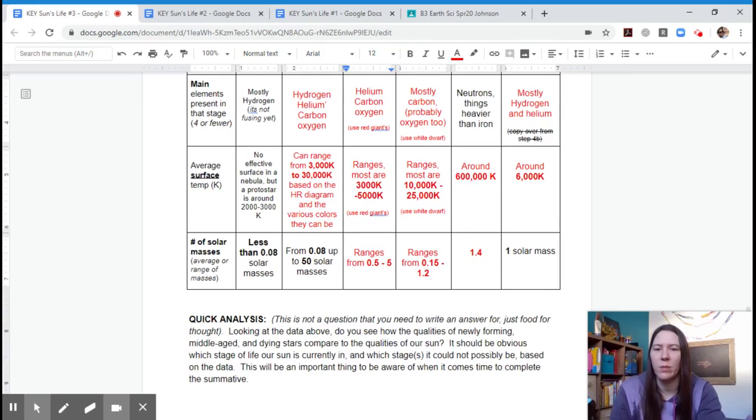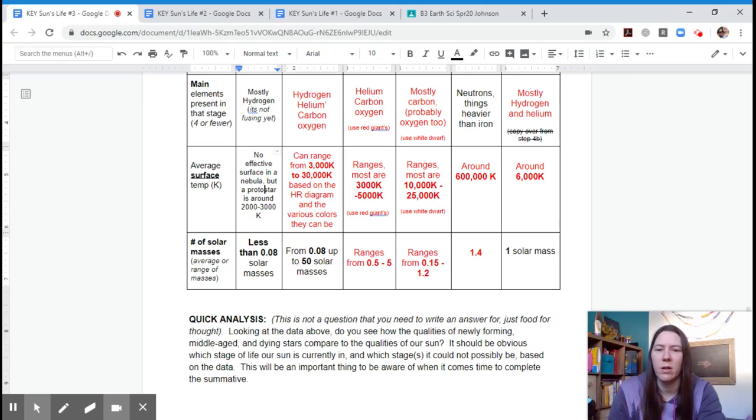And down to surface temperature. Okay, well, a nebula doesn't have a surface because it's just a blob of gas that's very spread out in space. As it condenses to become a protostar, the temperature does increase. It does start to form a surface, and you should see a pretty low temperature here. That's because it is not fusing yet, so it's not hot. Again, this is surface temperature. This is not core temperature.